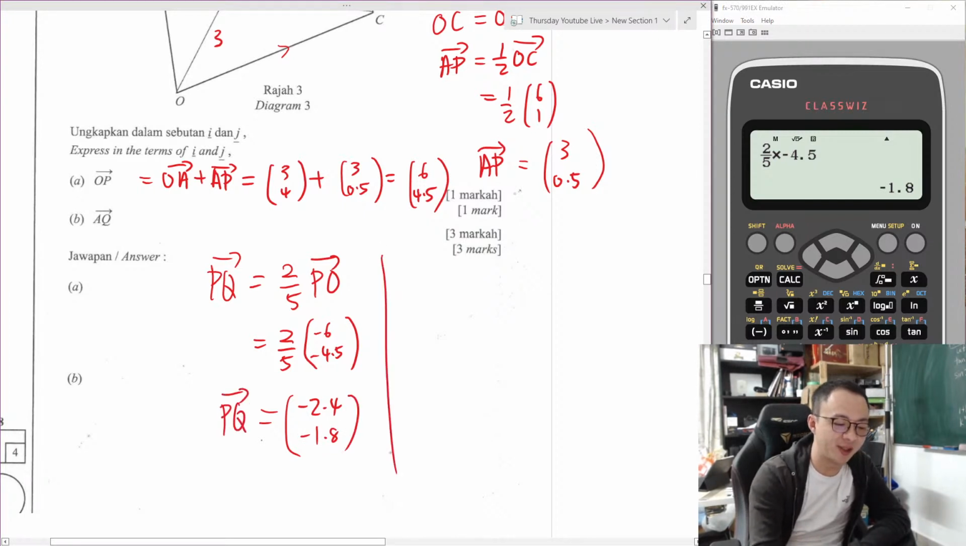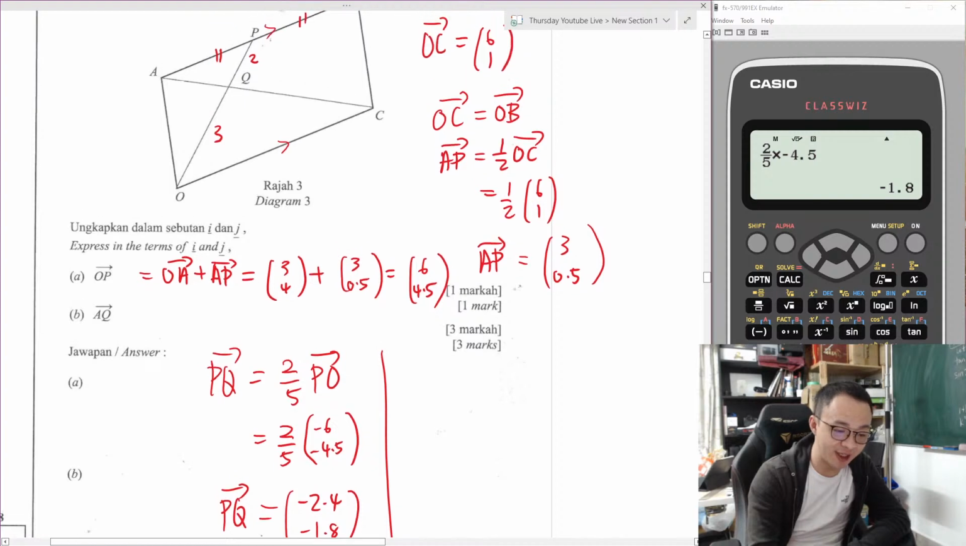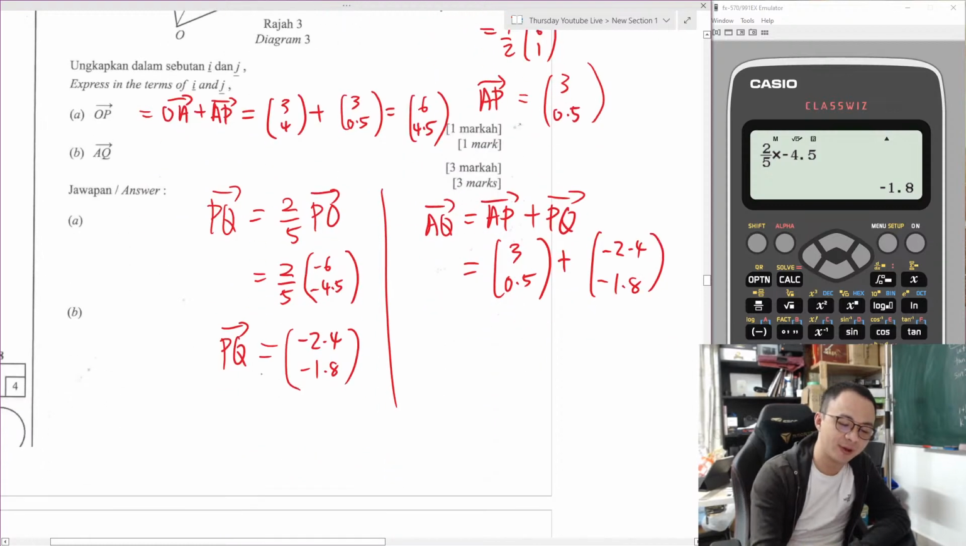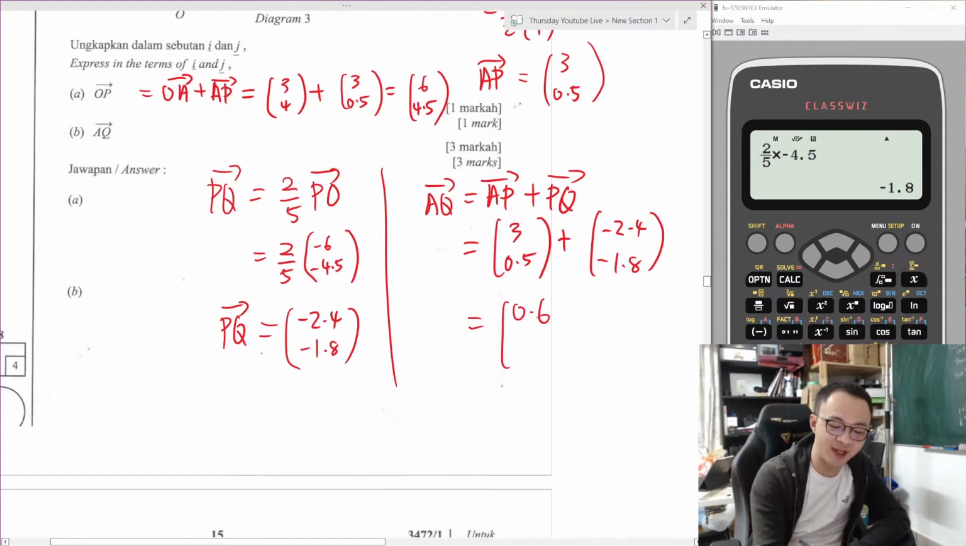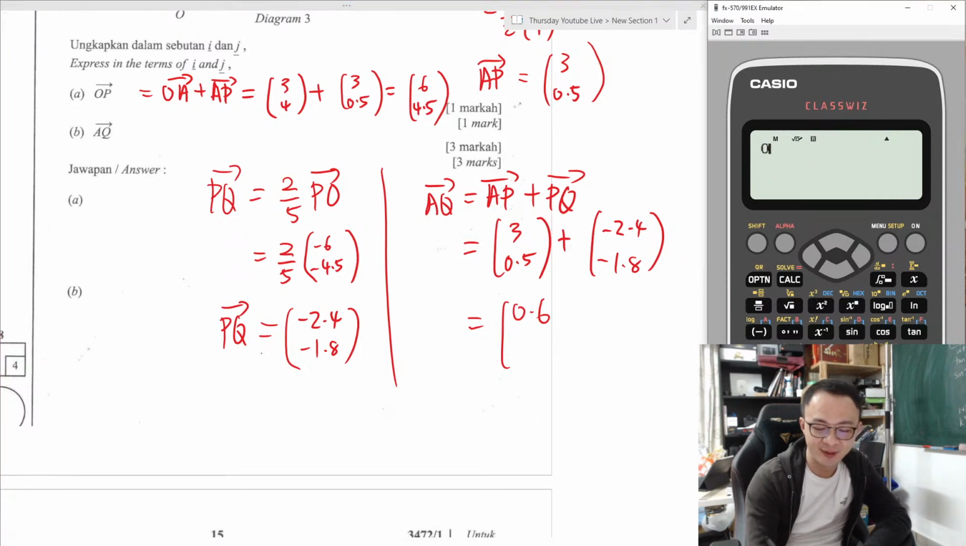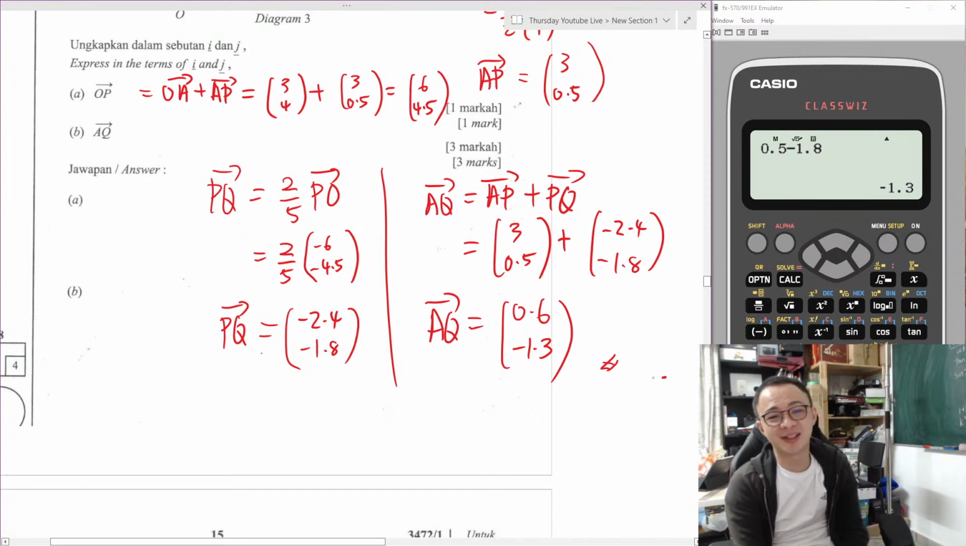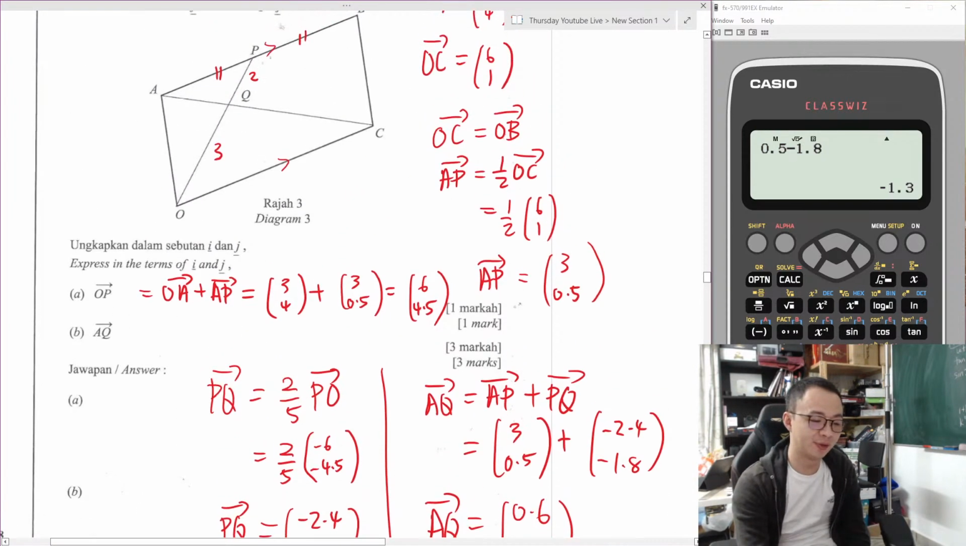So after I got the PQ, I can find AQ, right? AQ is actually equal to AP plus PQ. Okay, AP is just over here, (3, 0.5). PQ is just (-2.4, -1.8). So I will solve this one. So this is 0.6 and 0.5 minus 1.8, which is -1.3. Alright, this is how I get AQ. I thought I needed to do the mu and lambda just now.